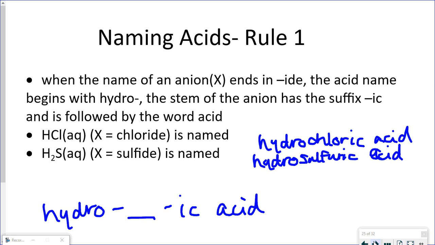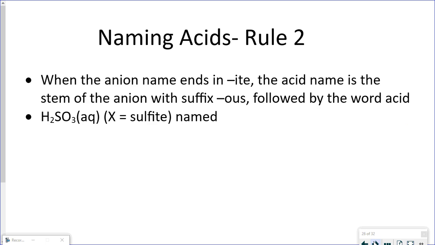Let's look at our next type. Our second rule when naming acids is with our anions that end in ITE. So those polyatomic ions that end in ITE. These do not have a prefix. The acid name is the stem of the anion, and it's going to have the suffix or ending of OUS followed by the word acid. So this will be the main part, OUS acid.